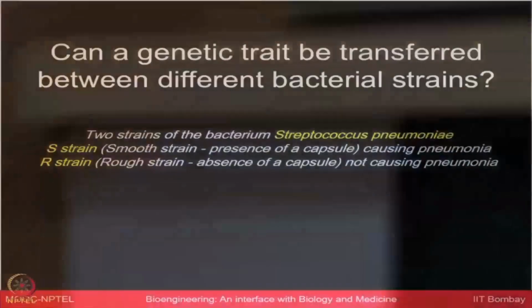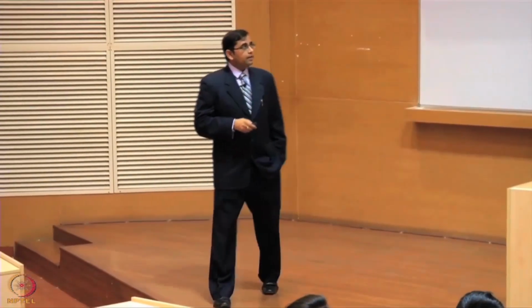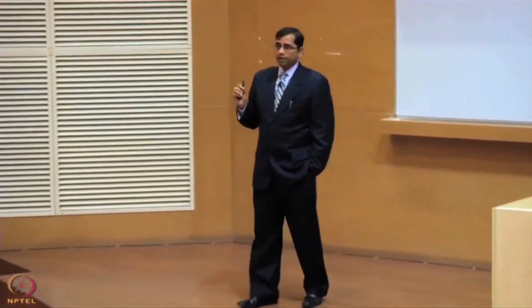Can a genetic trait be transferred between two bacterial strains? There are two strains, one having a capsule, the S strain, and one not having a capsule, the R strain. The S strain may cause pneumonia, while the other is not going to cause pneumonia. This experiment was done by Griffith, where he proved the principle of transformation.